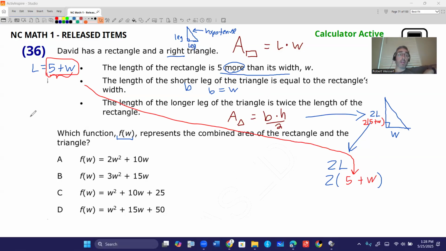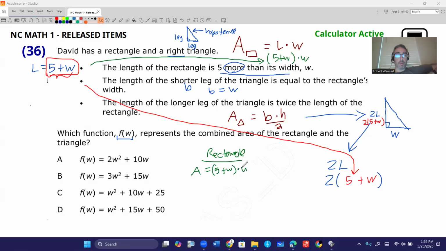As far as the area of the rectangle goes, we're also going to have to get this in terms of W. So for the rectangle, I have length times width, but my length is 5 plus W, just like I did for the triangle. I'm going to bring that over here, multiplied by W. So I have two expressions. For my rectangle's area, I have length times width, so 5 plus W, multiplied by W.